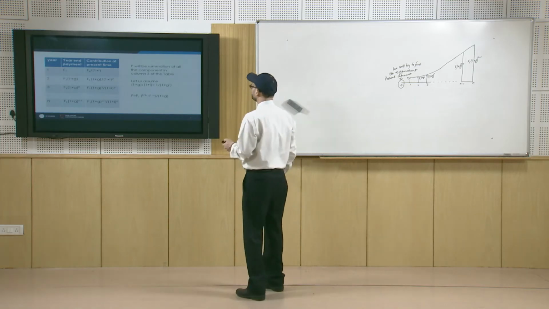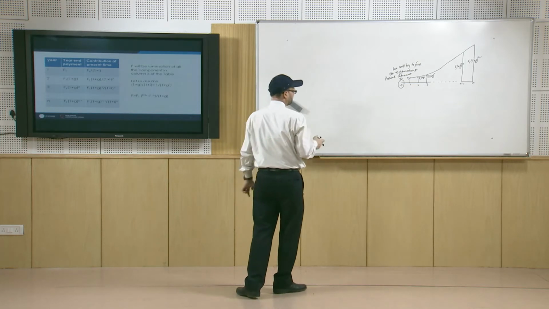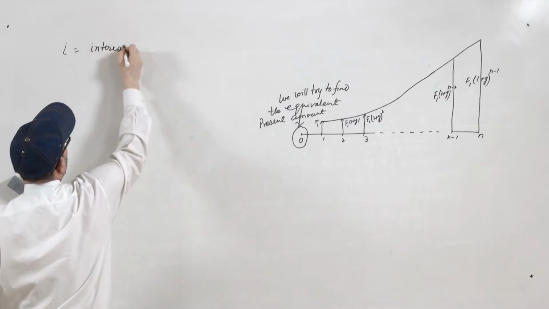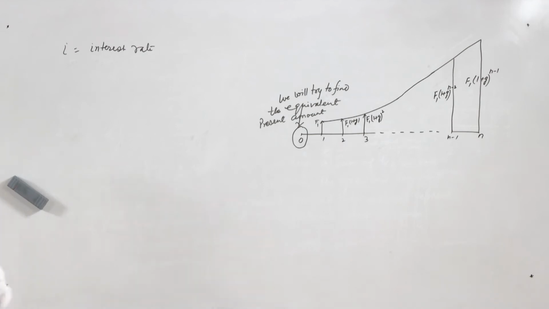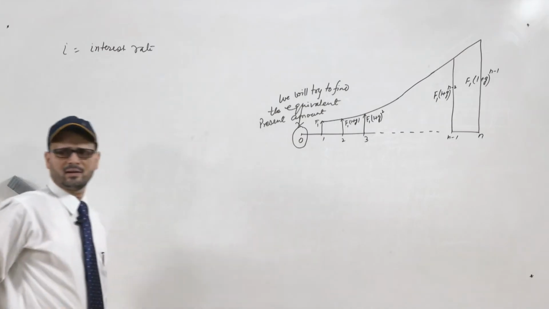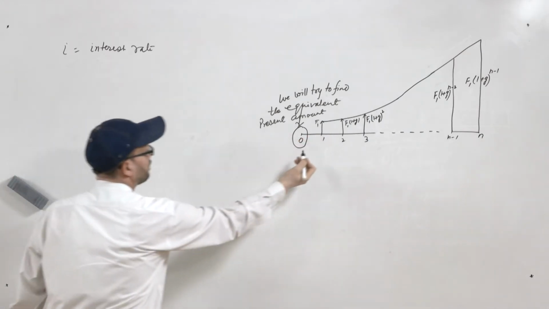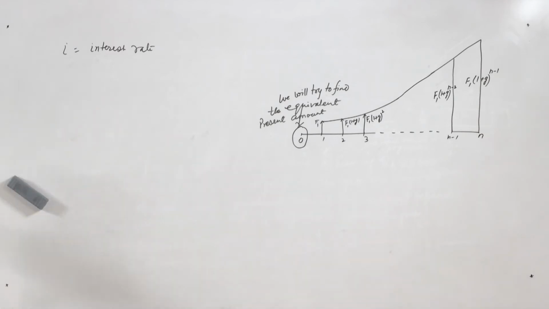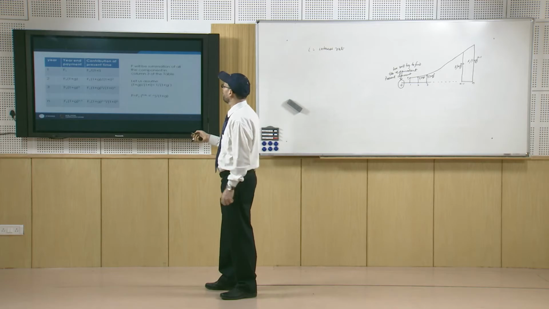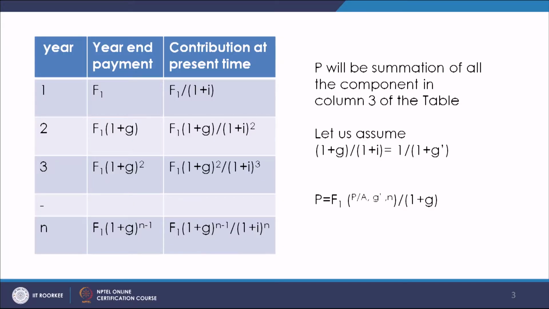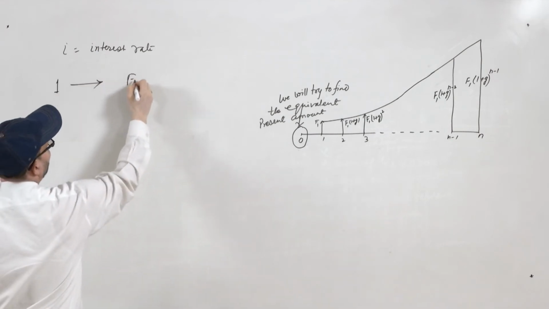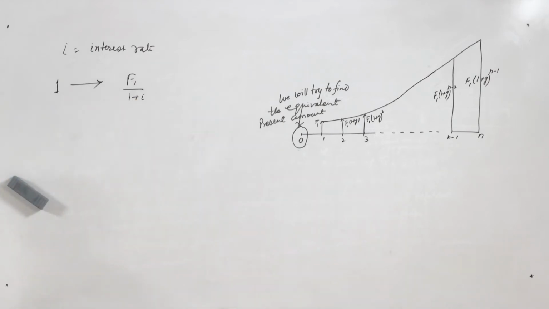Now, as we see the table, in the first year we are paying F1 and our interest rate is I. So, for the first year, this amount F1 which is paid at the end of 1 year, its contribution here will be F1 by 1 plus I. So, for the first year you get F1 upon 1 plus I, that is what you get here.